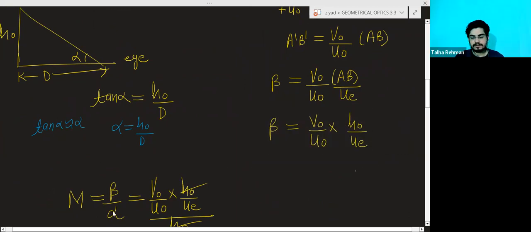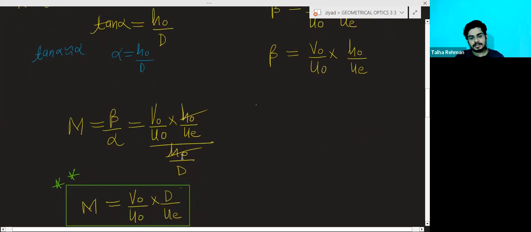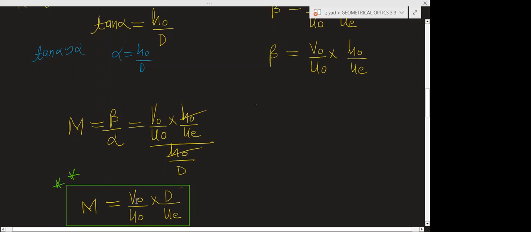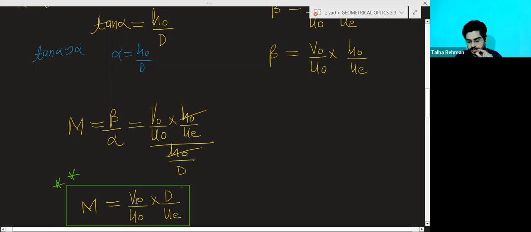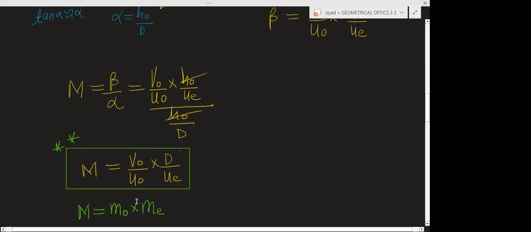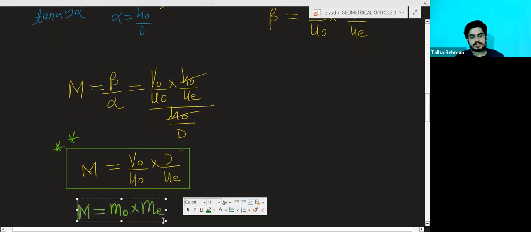Now find the magnification. Magnification is beta by alpha. Beta is V naught by U naught multiplied by H naught by UE. And what is alpha? Alpha is H naught by D. So H naught and H naught will cancel out. Finally, you will have the magnification V naught by U naught multiplied by D by UE. This D will go in the numerator. So this will be the magnification for the compound microscope.